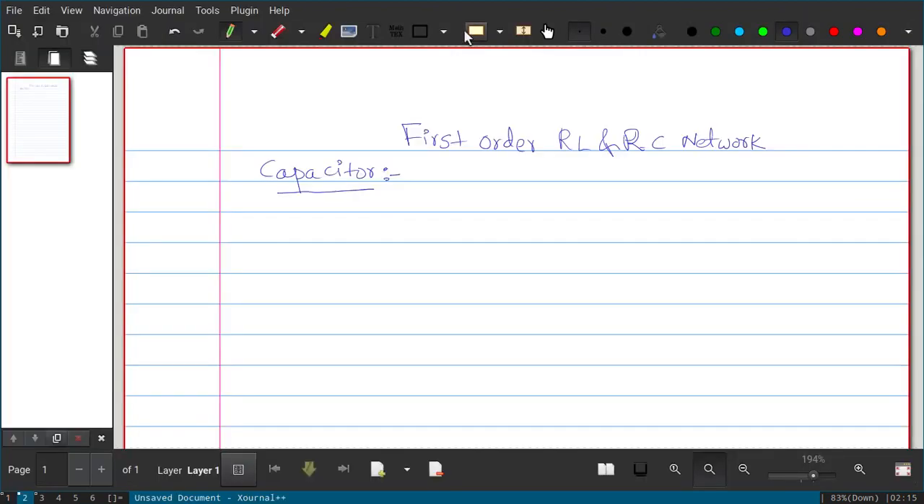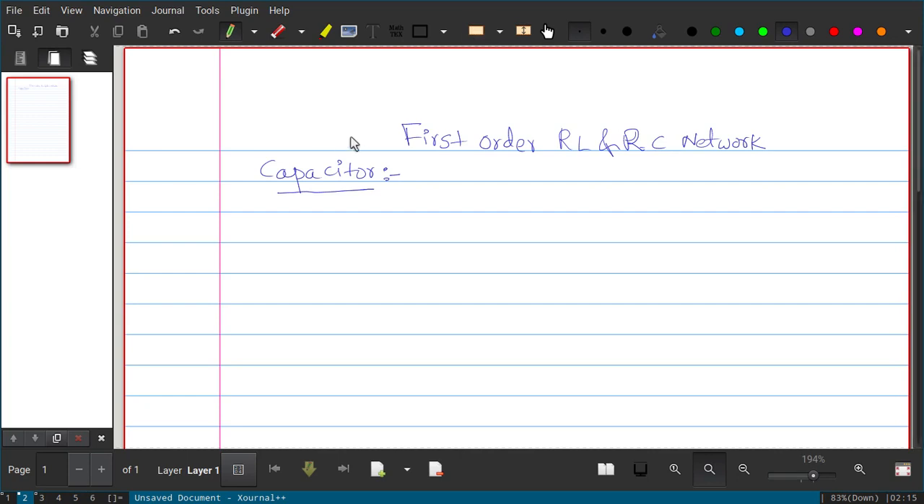Hello. In this chapter, we are going to discuss first order RL and RC network. Before that, in the beginning, first we will see a very brief introduction about capacitor and inductor. We will not discuss physics related stuff here. We will just see its characteristics which are required to analyze a RL and RC network.